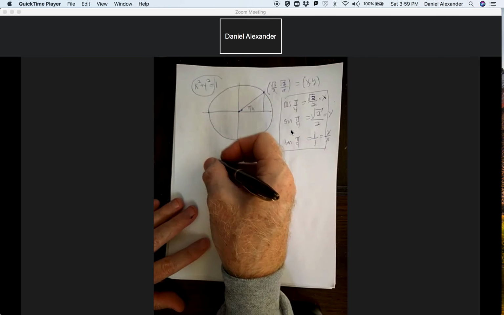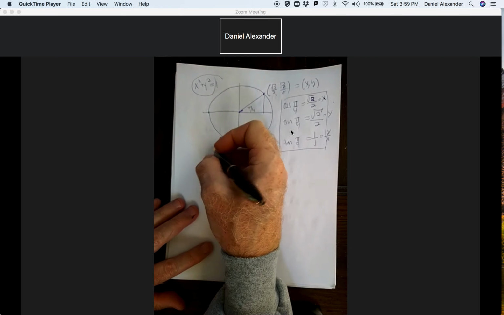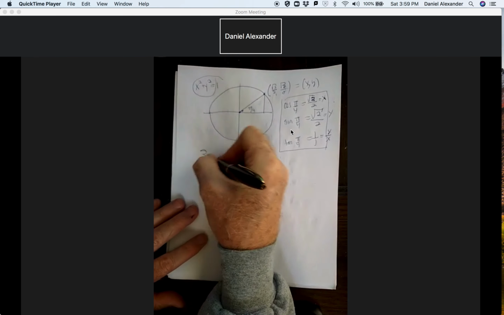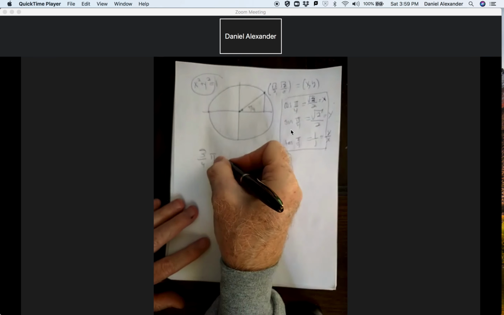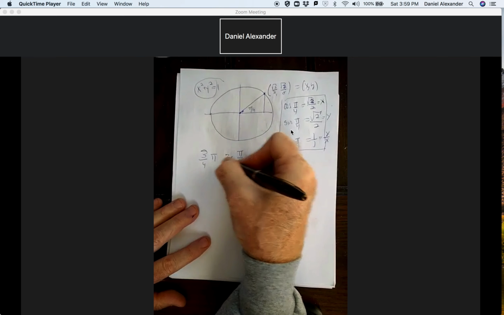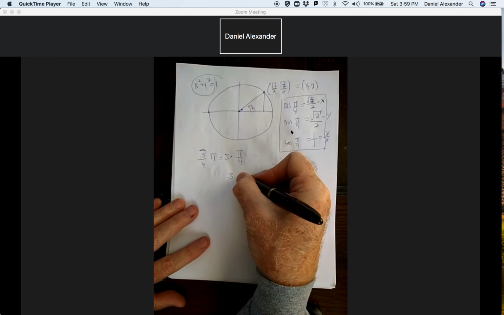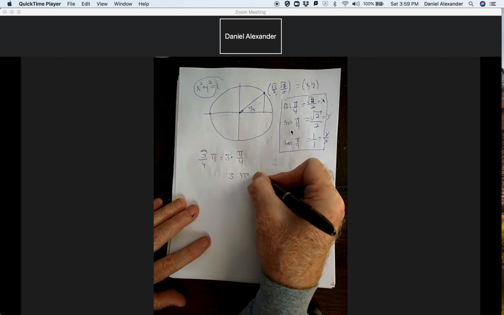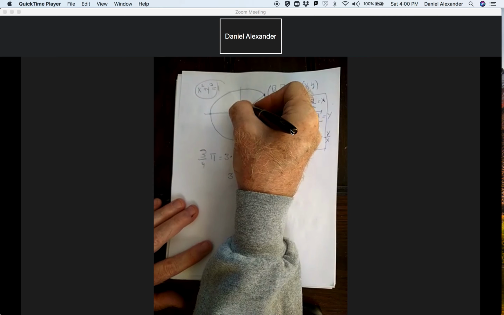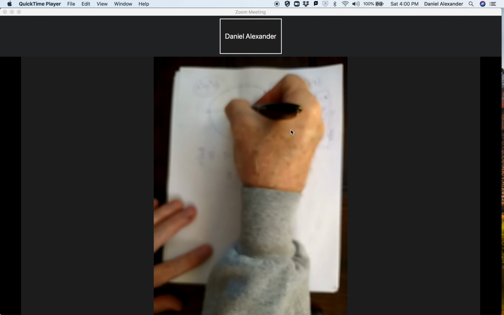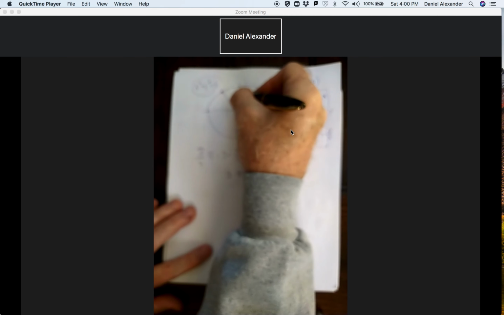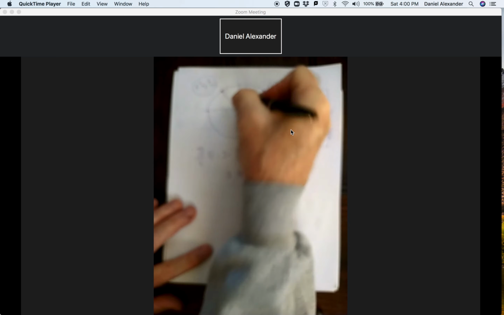So the first angle is 3 pi over 4. That's 3 times pi over 4, so that's 3 45-degree angles, the same as 135 degrees. We go 45, 90, and that's 3 pi over 4. So that's my theta equals 3 pi over 4.